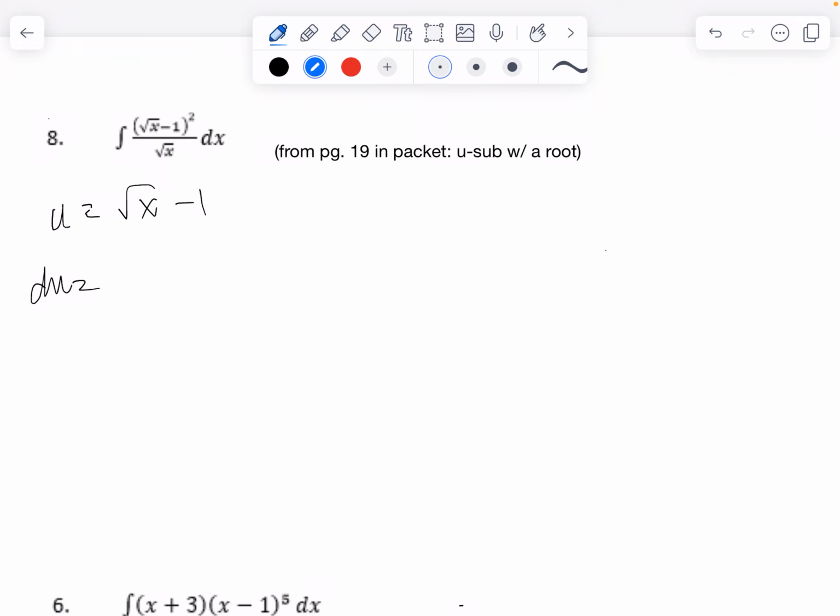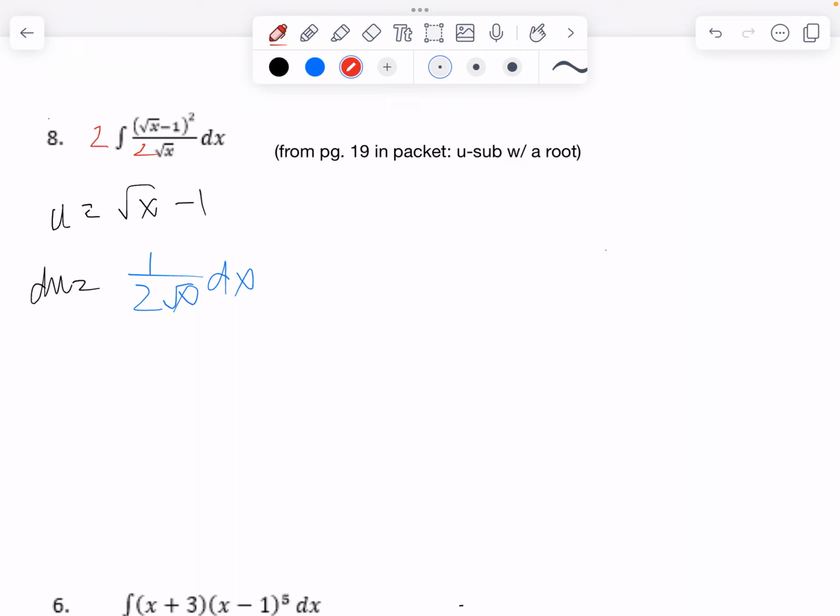u equals root x minus 1, so du is equal to 1 over 2 root x dx. Now, I don't know how you have been doing your balancing, your compensation here, but I'm noticing that there is not a 2 in the original integral, so I'm going to put a 2 there. I'm going to put a 2 here on the bottom, but then I'm also putting a 2 on the top.